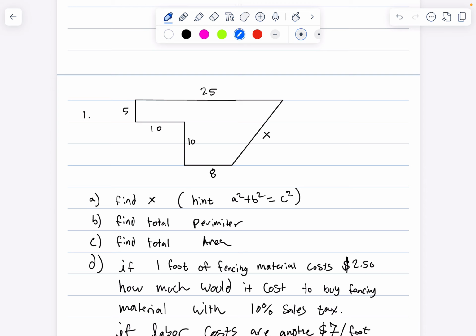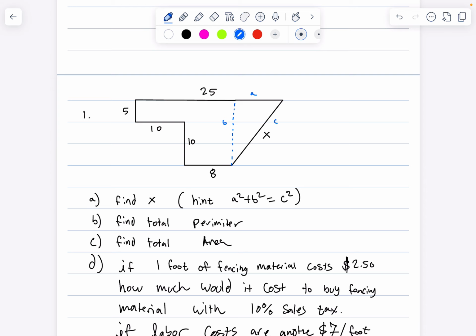So this one is pretty straightforward. I gave you that hint being a squared plus b squared equals c squared. That's the Pythagorean theorem that I mentioned before. So what we're gonna do is look for a and b. So this is a, b, c, right?